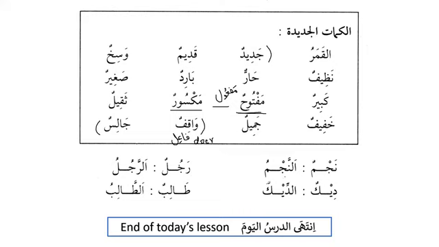Najmun, a star, and an-najmu, the star. Similarly, rajulun, a man, ar-rajulu, the man, dikun, a rooster, and ad-diku, the rooster, talibun, a student, and at-talibu, the student. Intaha ad-darsu al-yawma, end of today's lesson.